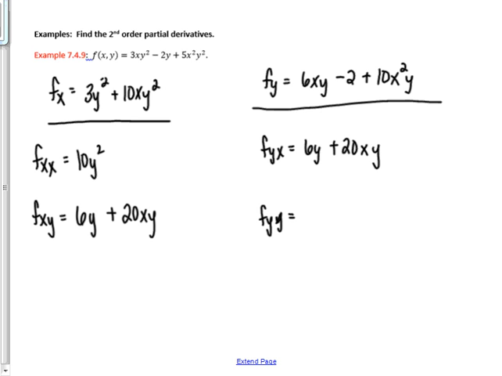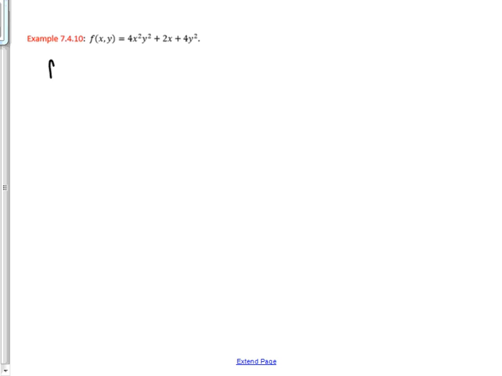Okay. And then you're going to go back to it and take it now with respect to y. So you would get derivative of 6xy is just 6x, and the derivative of negative 2 goes away, and the derivative here would be 10x squared. Okay, and if you'll notice, most of the time those two are the same. Okay, and let's do our last one. Okay, so again, I'm going to get fx first and then fy. So if I do the derivative with respect to x, I get 8xy squared plus 2. And then if I took it with y, I get 8x squared y plus 2x, derivative of that goes away, plus 8y.